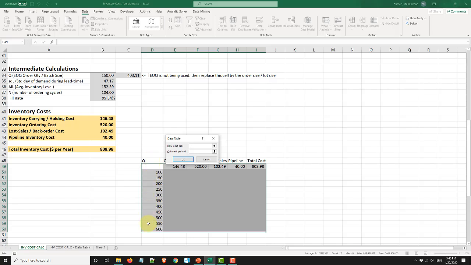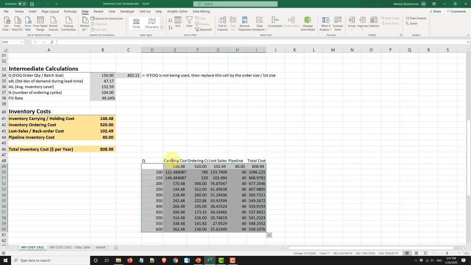Because Q is in a column, the different values of batch size you want to try in a column, we're going to use column input cell. If these were horizontal, we would try row input cell, but our values that we're going to try for the batch size are in a column. So we do column input cell, and we specify that the values from 100 to 600 should be placed into this cell to make this table. And then you hit OK.